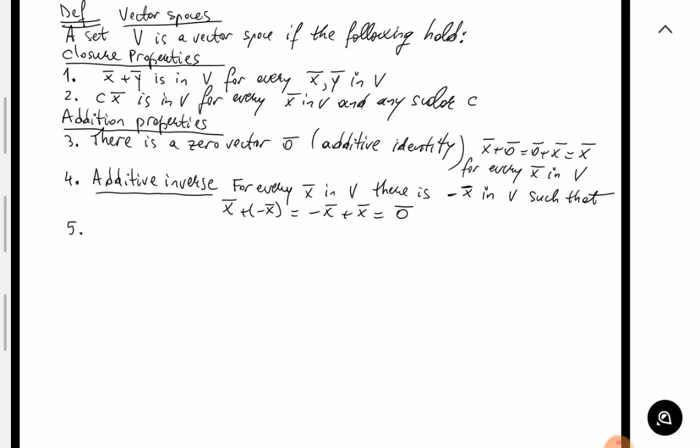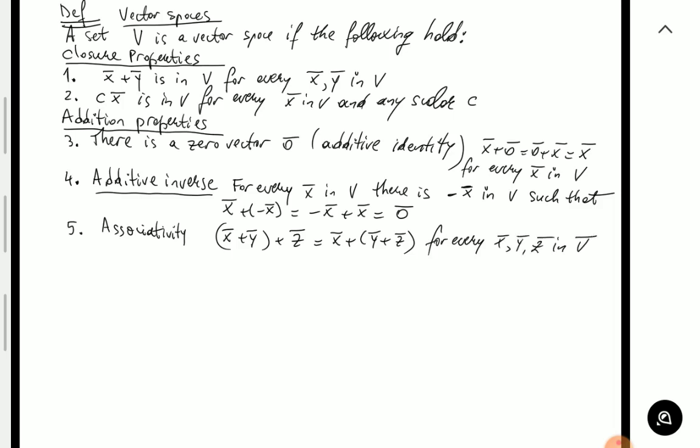So the fifth property, what's also specific to addition? Associativity. You should be able to group however you like additions of a bunch of vectors, right? So x plus y, quantity, plus z should be equal to x plus quantity y plus z, again for every x, y, z in capital V, right? The set of vectors. And there is also commutativity.